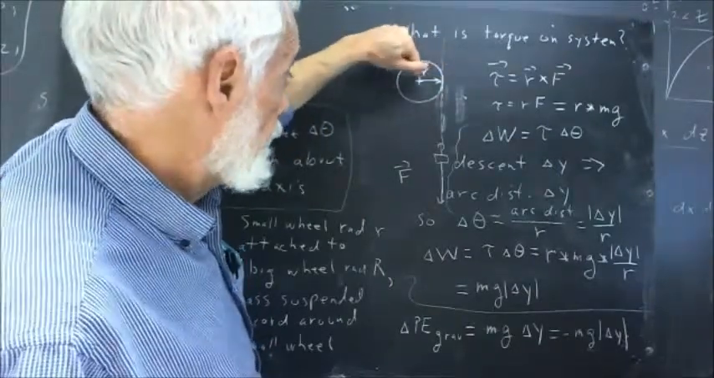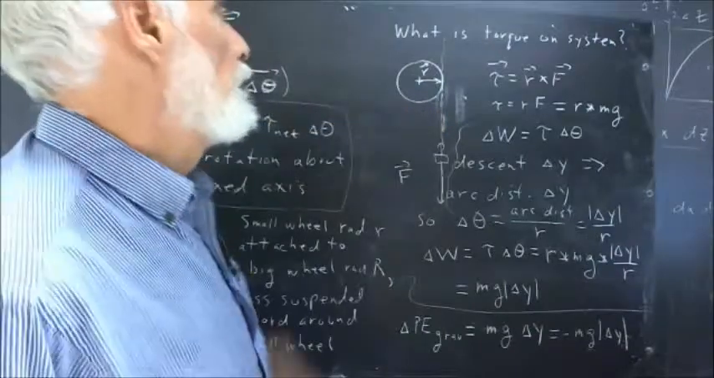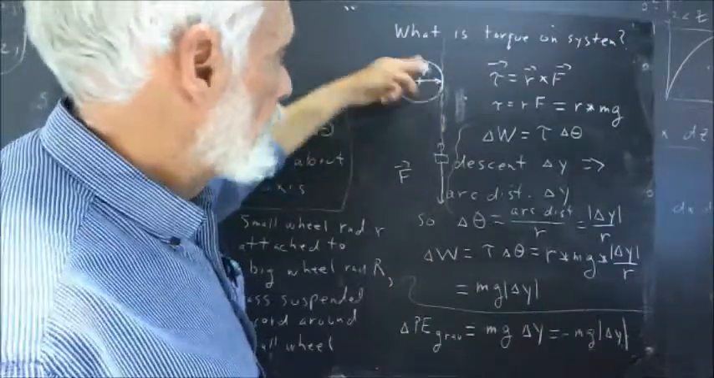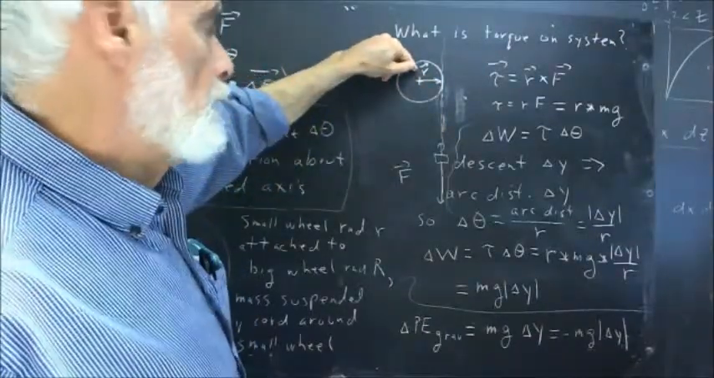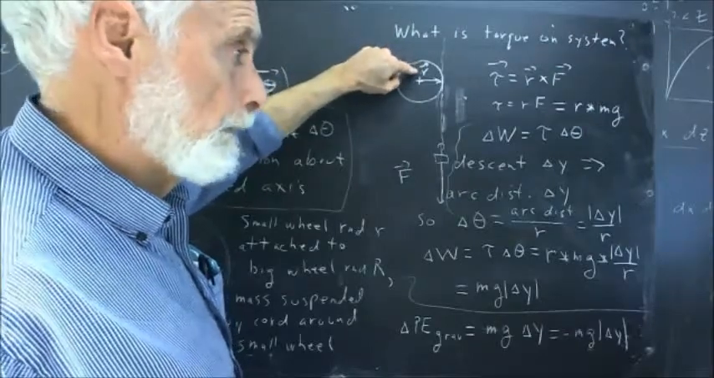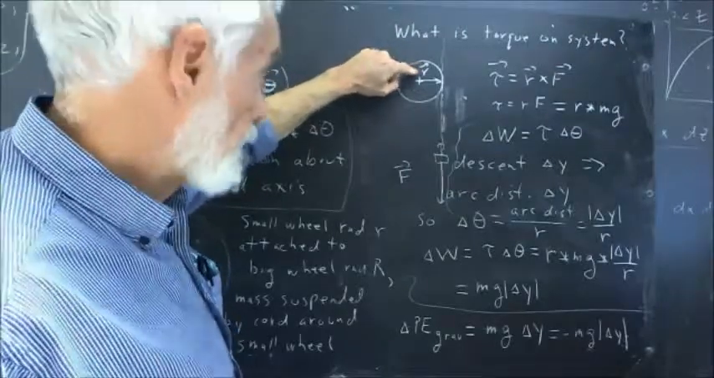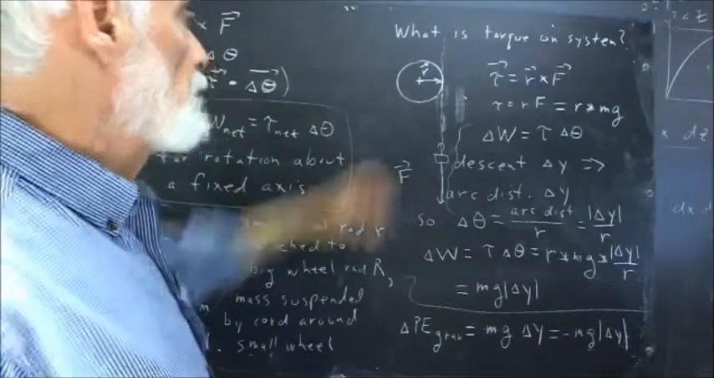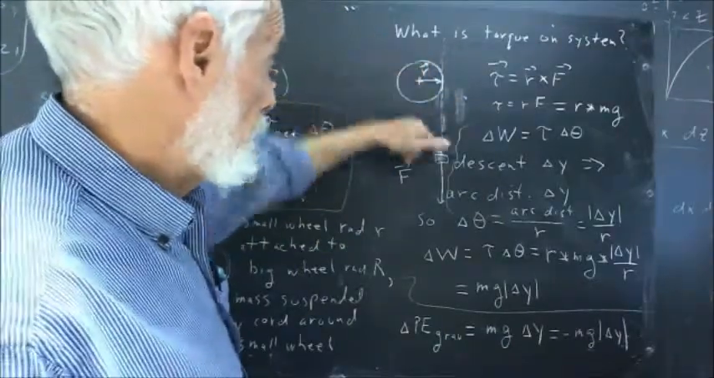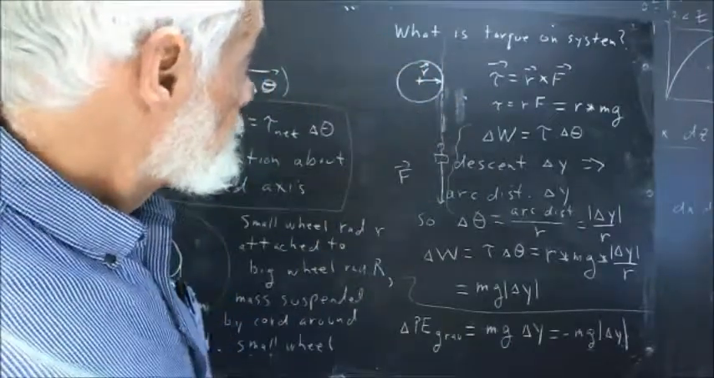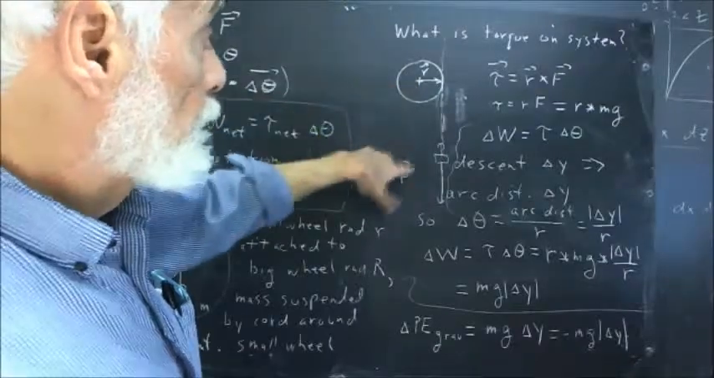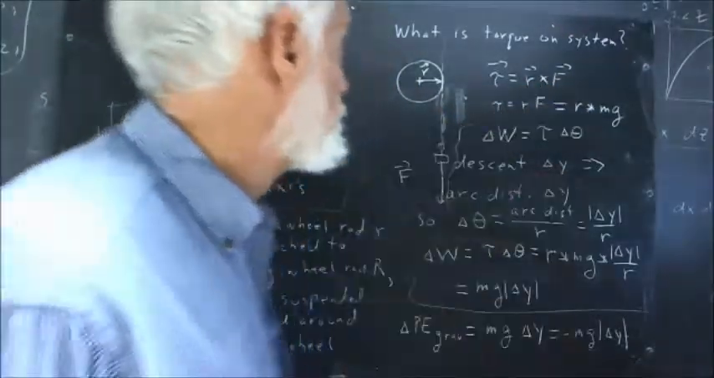Of course, I could let the r vector go from here to here, but I'm just going to let this be the r vector, or if you prefer, that could be taken to be the L vector, the moment arm, or the lever arm of the force. In any case, the torque is going to be R cross F.